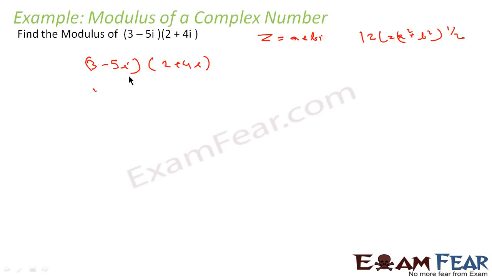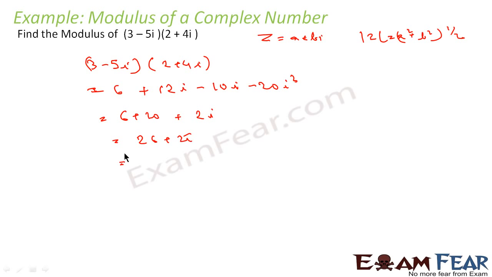This is equal to 3 into 2 is 6, plus 3 into 4i is 12i, minus 5 into 2i is 10i, minus 20i square, and i square as we know is minus 1, so it will become 6 plus 20 plus 2i, that is 26 plus 2i. So z is equal to 26 plus 2i.